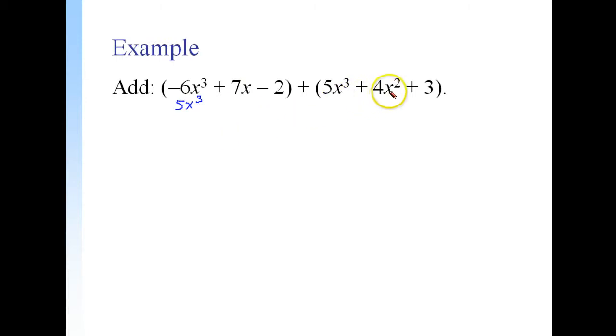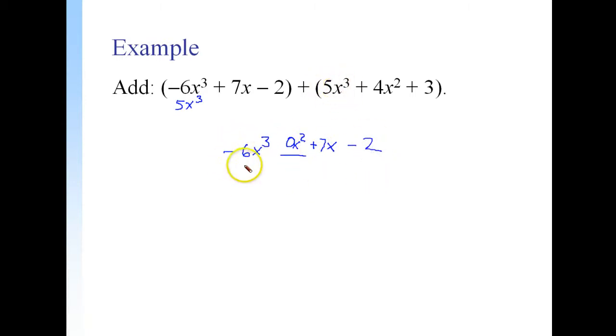Now there's no x squared in this one, so sometimes you have to write it like this. Negative 6x to the third. Leave this open space since there's no term there. And then that would be where the second is. Sometimes you can do this. 0x to the second doesn't have any value. And then we put in our 7x, which is plus, and then a negative 2. So we've set up like term columns.